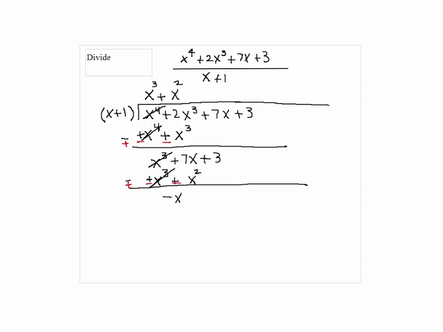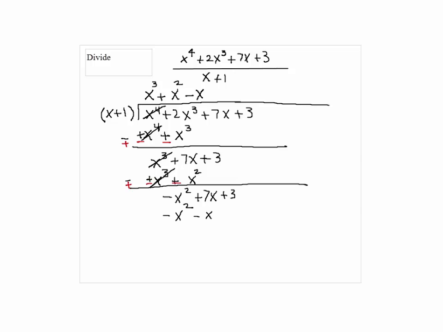So x to the power of 3 and x to the power of 3 add up to 0, when we have one positive and one negative. And here we have to be careful. We don't have x to the power of 2 up here to begin with, so we cannot combine these two. We just have to carry these down to the next step. So we would get minus x to the power of 2 plus 7x plus 3. That would be the remainder.